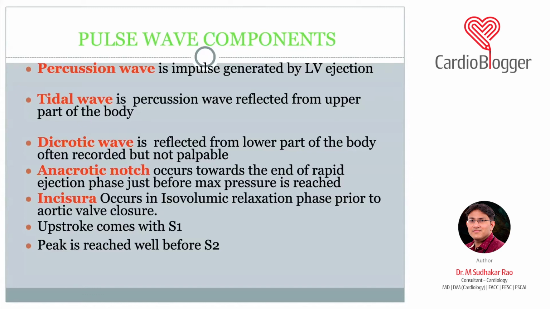And after the percussion wave, we get the tidal wave, which are the waves reflected from the upper part of the body, from both the arms and from the head. And then we have something known as the dicrotic notch, and then we get a dicrotic wave, which are the waves reflected from the lower part of the body, like the lower extremities and the other vessels. Apart from this, we also have the incisura, which occurs in the isovolumetric relaxation phase prior to the closure of the aortic valve.